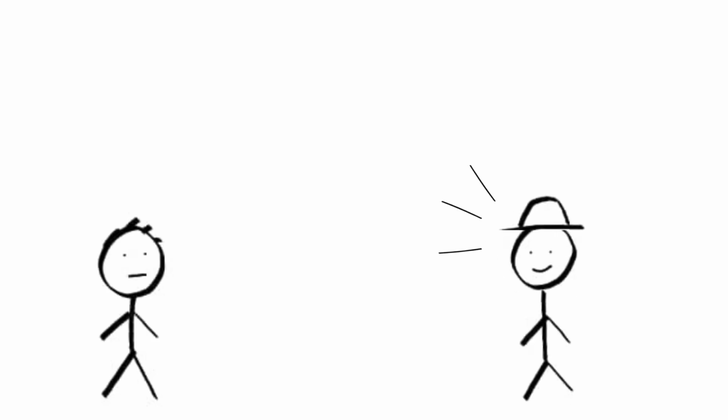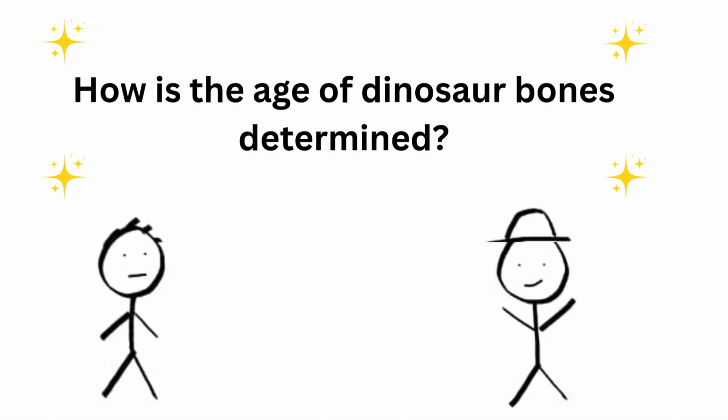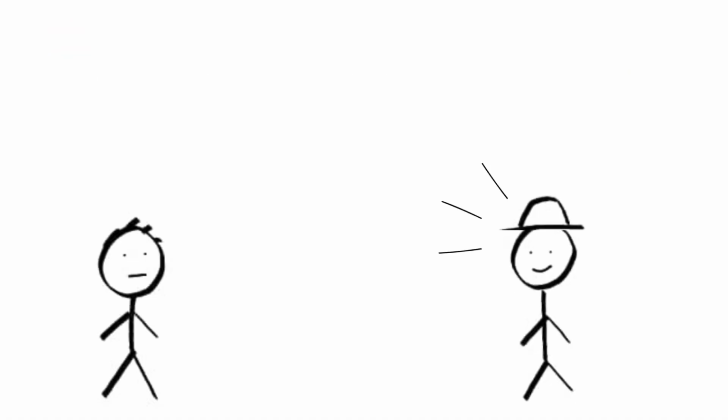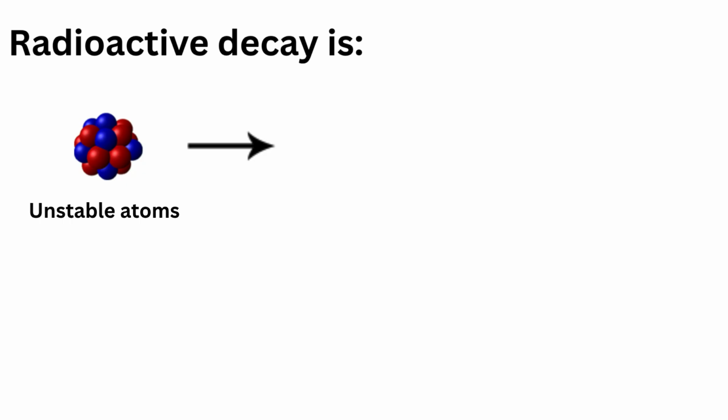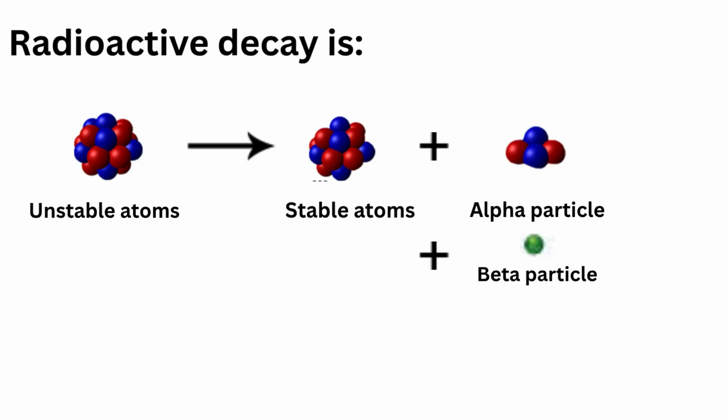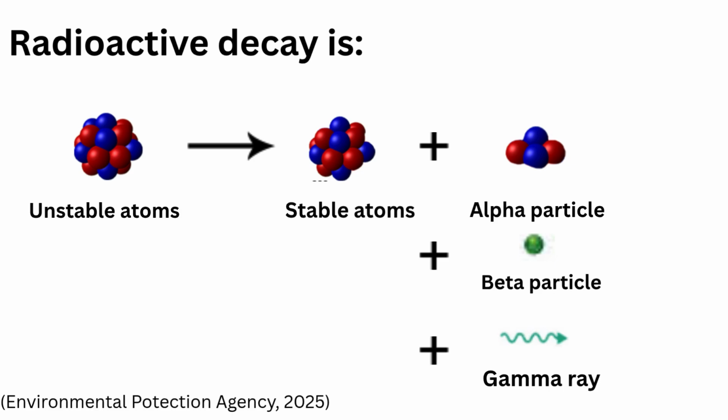Today, we are going to learn how the age of dinosaur bones is determined. Before we learn the math behind this question, first, we need to know what radioactive decay is. Radioactive decay is the process where unstable nuclei lose energy by emitting radiation in the form of particles or waves, which are alpha ray, beta ray, and gamma ray.